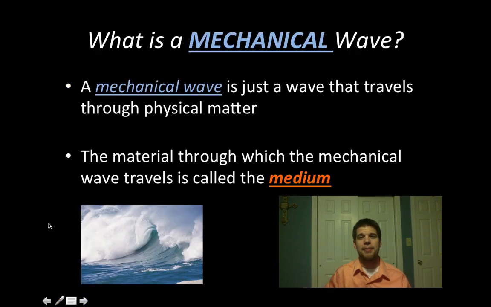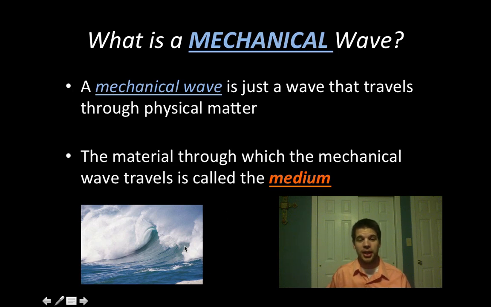So what makes a mechanical wave different than just a regular old wave? All right, so there's going to be two major types of waves, mechanical and another type we'll talk about a little bit later, but for now we're just focusing on these mechanical ones. So what makes a mechanical wave unique is that it travels through physical matter, like we just looked at. All right, so it requires that there be some kind of physical object for the wave to come through. The material through which the wave travels is actually called the medium.